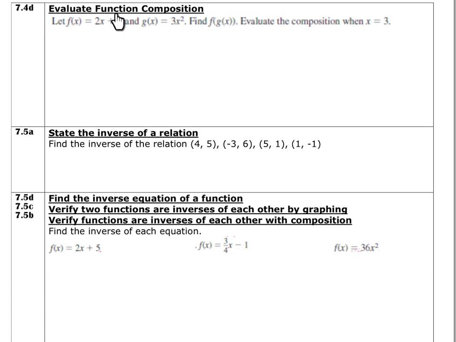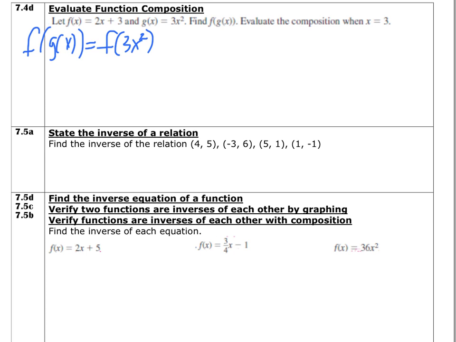7.4d wants us to evaluate function composition. So here we have f of x is 2x plus 3, g of x is 3x squared. They want us to first find f of g of x. After we do that, let's evaluate it when x is 3. So remember, there's two ways to think about this. First thing you can do to find f of g of x is you can substitute g of x into here. G of x is 3x squared, so I'm going to actually put that in there. So I'm going to do f of 3x squared.